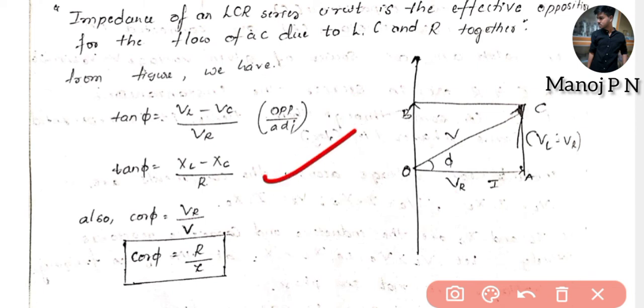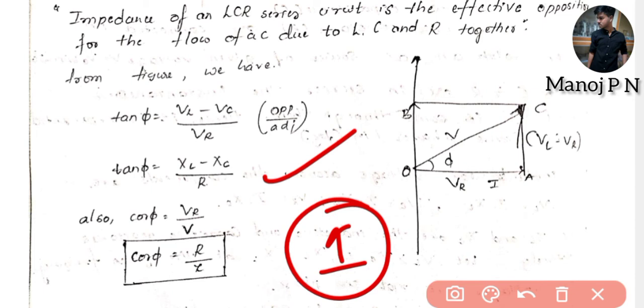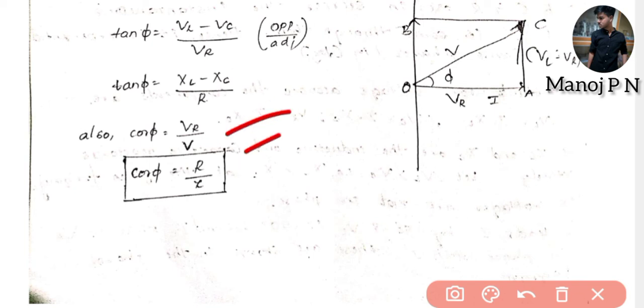When cos phi becomes 1, the circuit will be in resonance. So at that particular time the power factor will be 1. Keep this in your mind, we will use this while solving the NEET question. So cos phi is equal to VR divided by V, that is adjacent divided by hypotenuse. What is adjacent? VR. What is hypotenuse? It is V. So this is the definition.